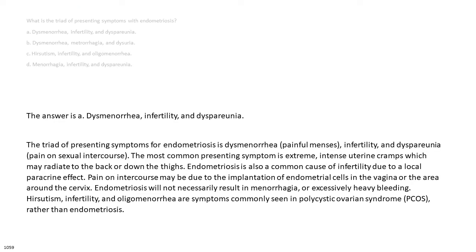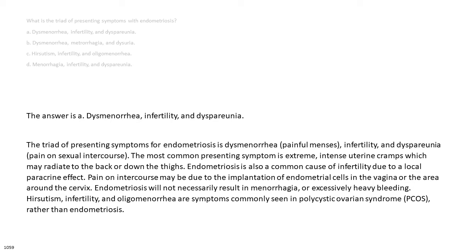The answer is A. Dysmenorrhea, infertility, and dyspareunia. The triad of presenting symptoms for endometriosis is dysmenorrhea, painful menses, infertility, and dyspareunia, pain on sexual intercourse. The most common presenting symptom is extreme, intense uterine cramps which may radiate to the back or down the thighs.